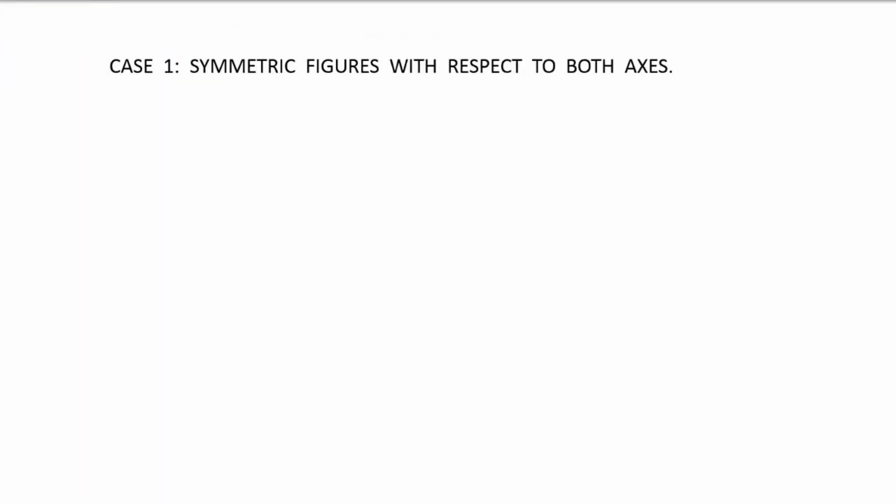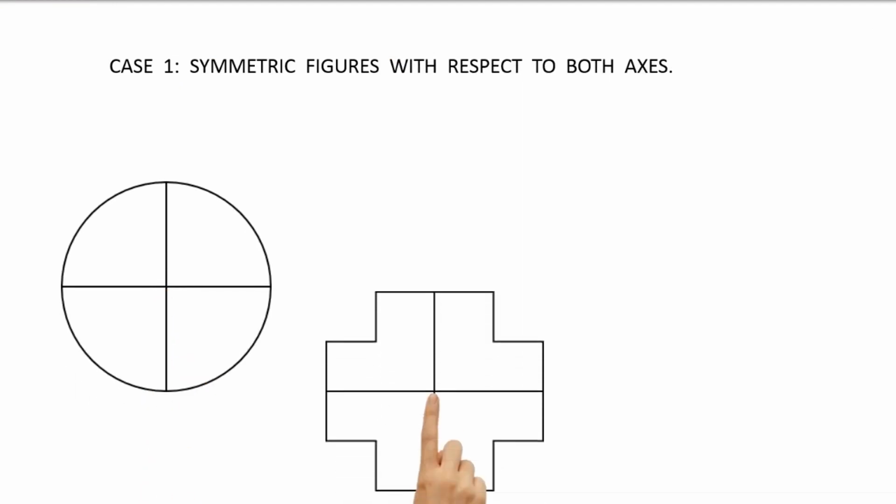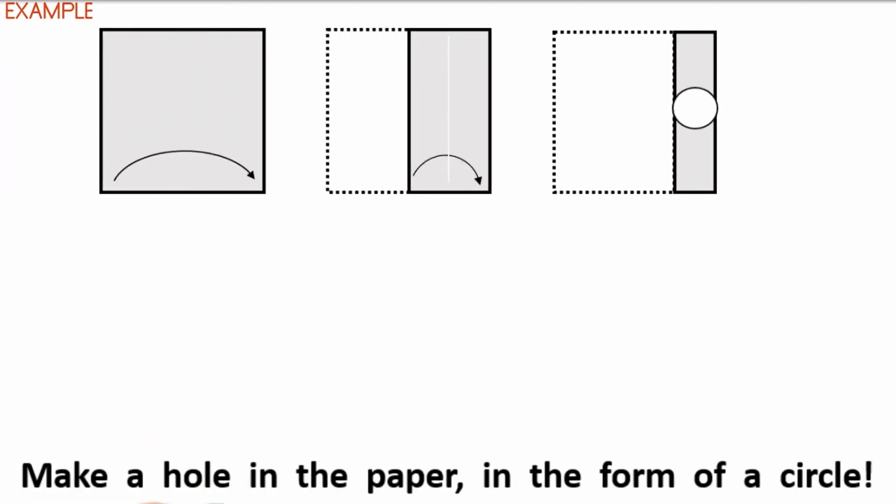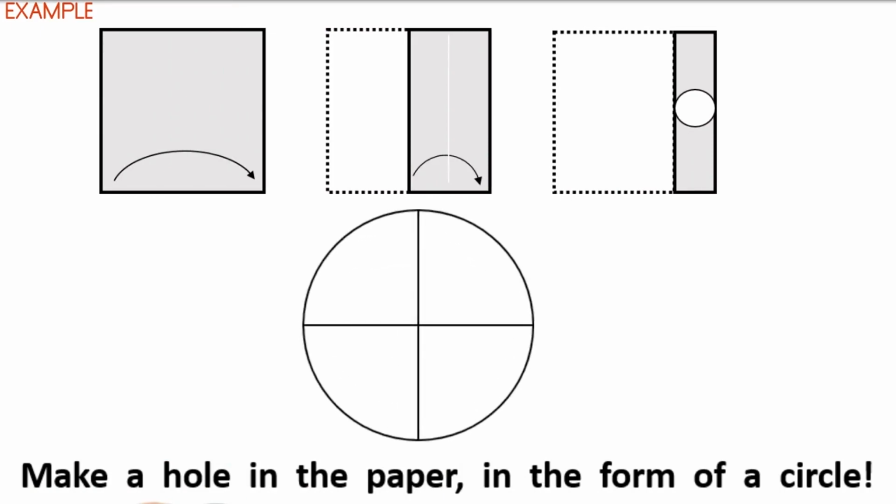Case 1. Symmetric figures with respect to both axes. Example. Make a hole in the paper, in the form of a circle. Do you remember? The circle is a symmetrical figure with respect to both axes.